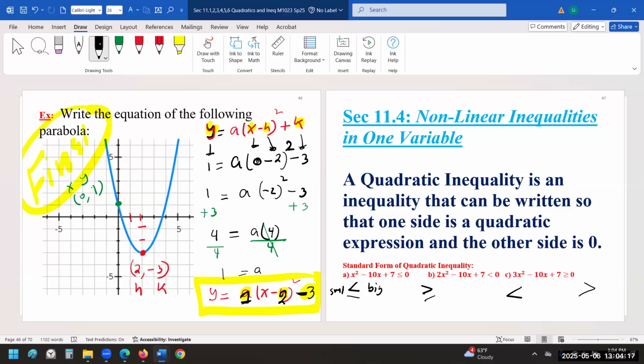And depending on what we have, we use different boundary. Like for example, if you have the equal sign in your inequality, we use brackets, square brackets. But if you don't have the equal sign in your inequality, our boundary for the number line, the interval, has to have parentheses. Okay.